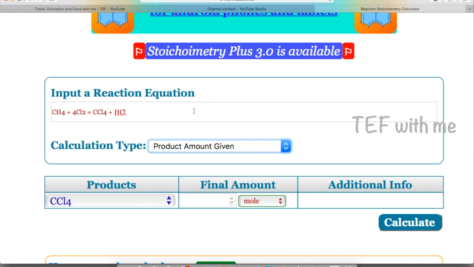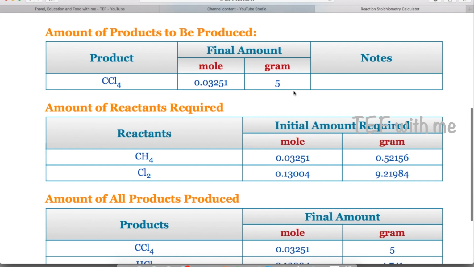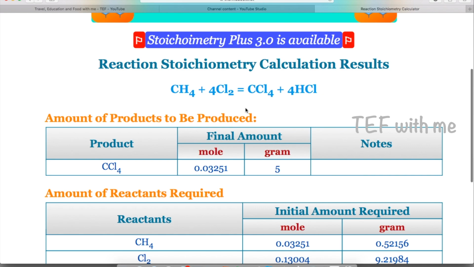So now I am going to calculate how much carbon tetrachloride I have to take. I am going to choose grams. For example, for 5 grams, type 5 here and click on calculate. To obtain 5 grams of carbon tetrachloride, you have to take 0.5 gram of methane and 9.2 grams of chlorine. So like this you can calculate. See here, now the equation is balanced automatically.